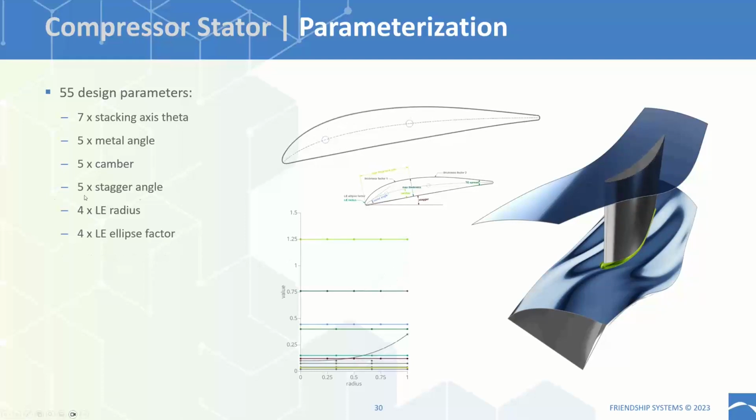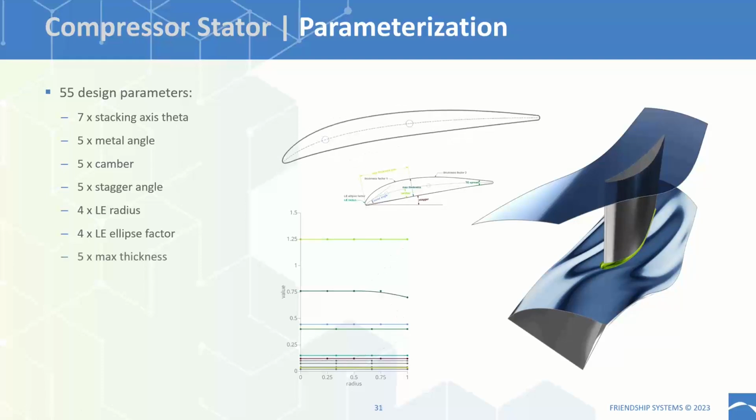Then we have another parameter which is a bit hard to see, which controls the so-called ellipse factor, which allows you basically to change the shape of the leading edge from circular to elliptical. We have the control on 5 span-wise positions of the maximum thickness of the blade.